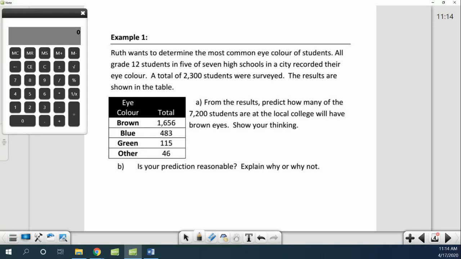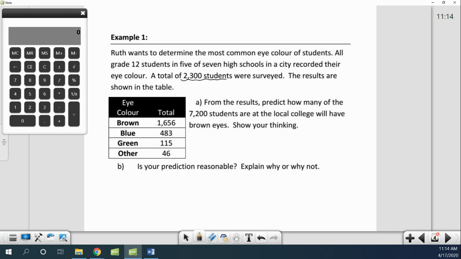All grade 12 students in 5 out of 7 high schools in a city recorded their eye color. So you've got the city, it's only got 7 high schools in the whole city. We're going to survey 5 of those high schools, so we're getting a pretty good chunk of the students. We did a total of 2,300 students surveyed. The results are shown in the table below.